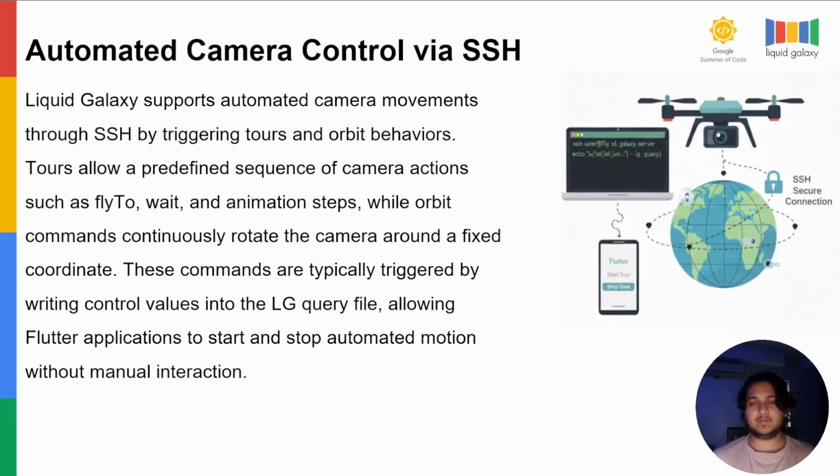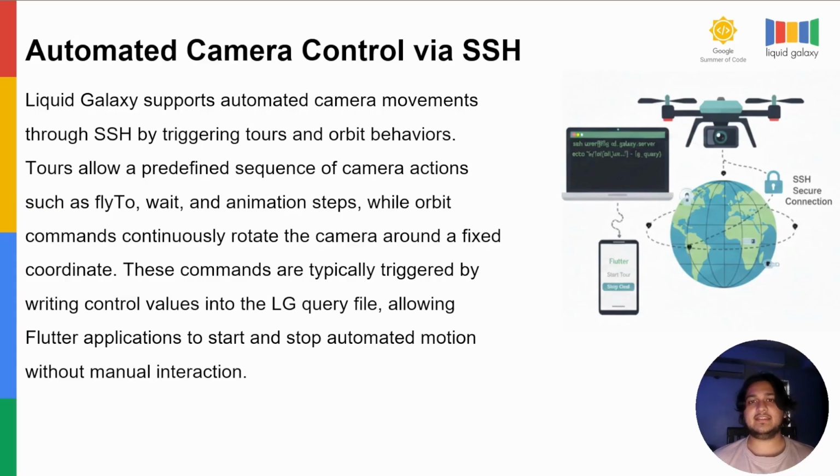Liquid Galaxy also supports automated camera motion using tours and orbits, where tours are used to define a predefined sequence of camera actions such as fly and animate, whereas orbit commands continuously rotate the camera around a specific coordinate. These actions are triggered by adding control values inside the query.txt file, which enables a fully automated visual experience directly from a Flutter interface.